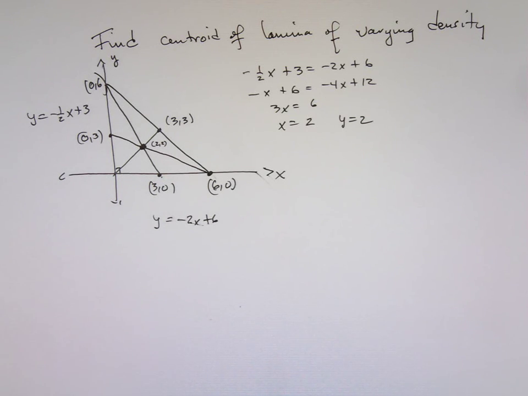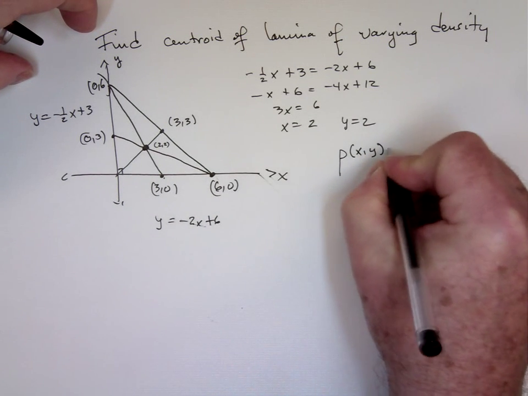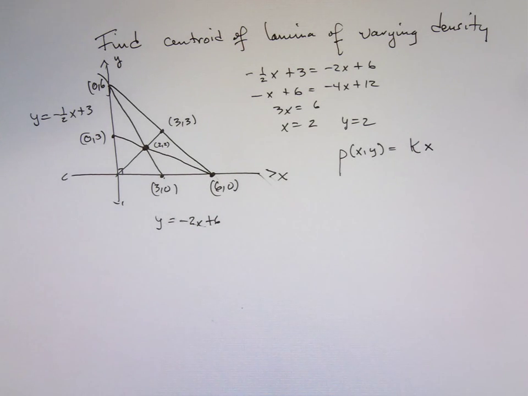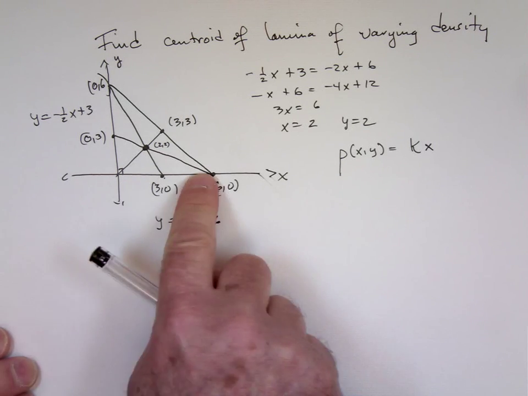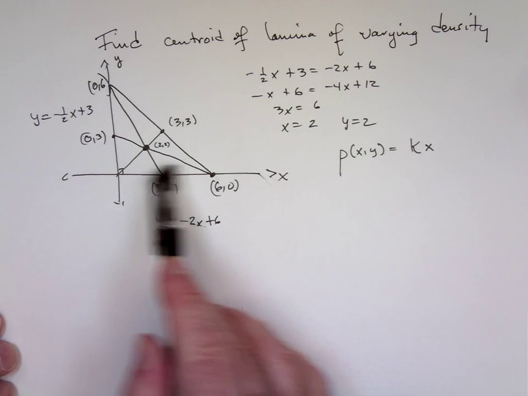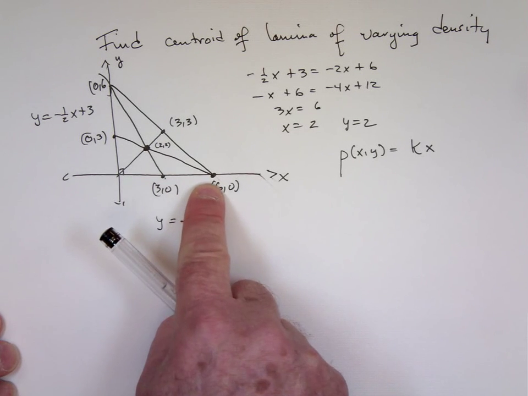Now, here's what we want to do. We want to change the density function from a constant to something that's not a constant. Let's take our density function, and let's say it's proportional to x. In other words, the greater the x-coordinate of the point, the greater the density. As you move away from the y-axis, it gets more and more dense. The densest point would be right at the end.